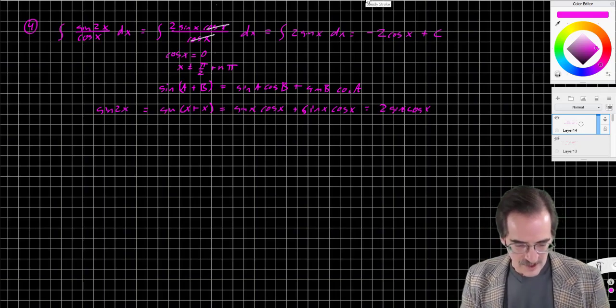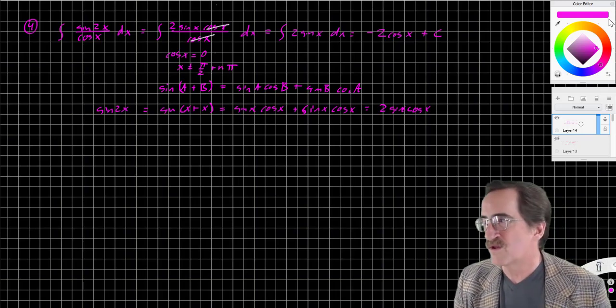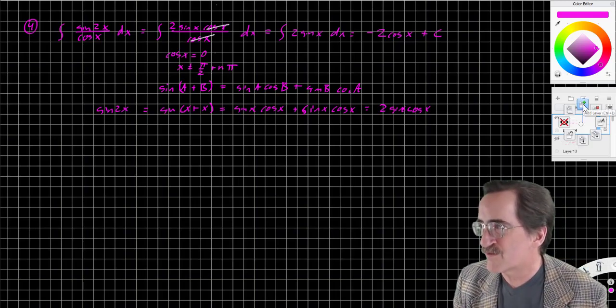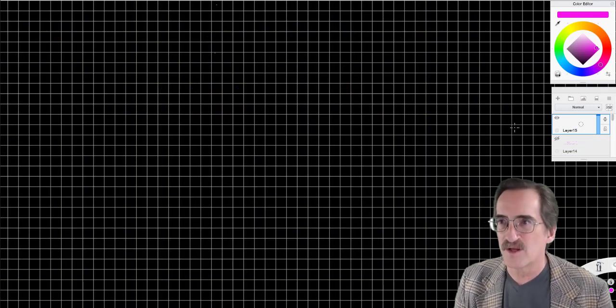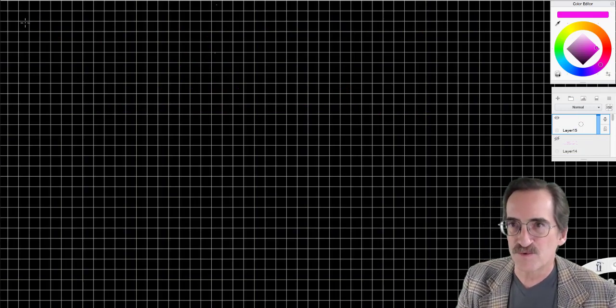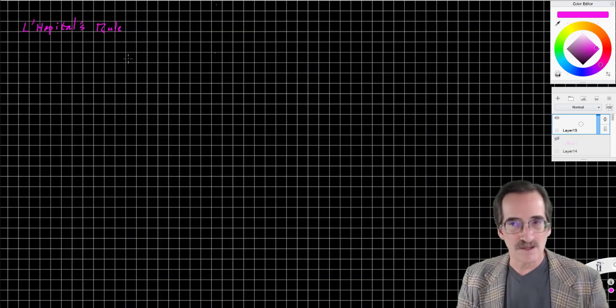Yep. And finally, the last one. This is kind of a weird place to put it, but I'm guessing they weren't quite sure where to put this. They didn't want to have a complete lesson. It's called L'Hopital's rule. It looks like El Hospital, right? L'Hopital's rule. And it really has to do with finding limits.